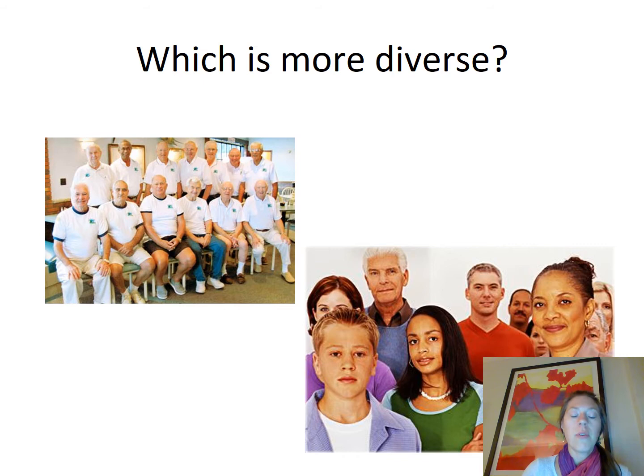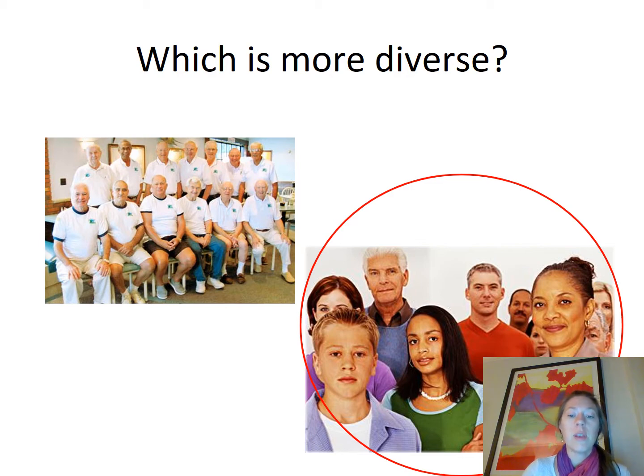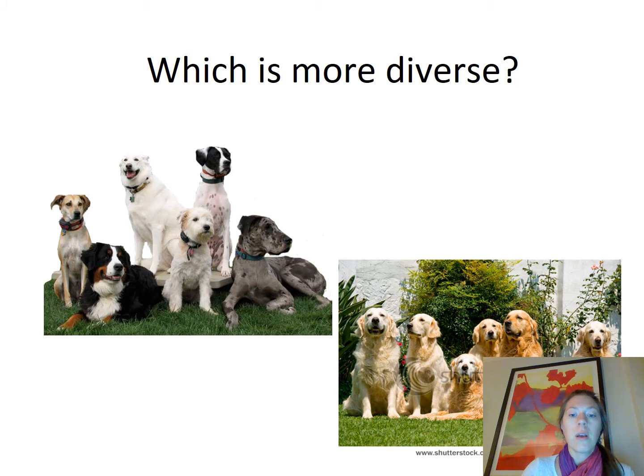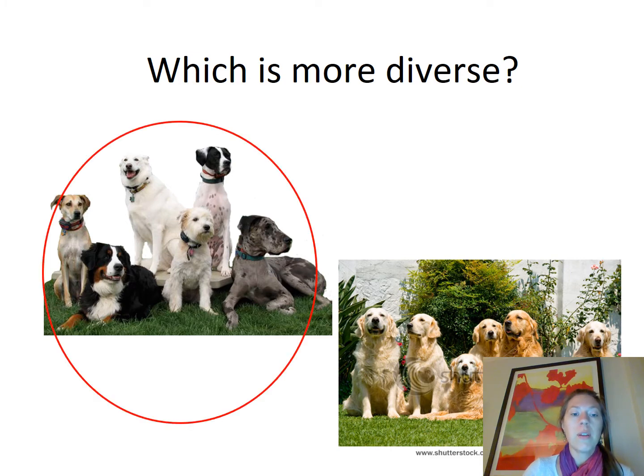So first off, what is biodiversity? Figuring out of these two pictures, which is more biodiverse? It probably jumps out at you pretty obviously that the lower right-hand corner picture is more biodiverse. There's more variety in ages, sexes, and race.